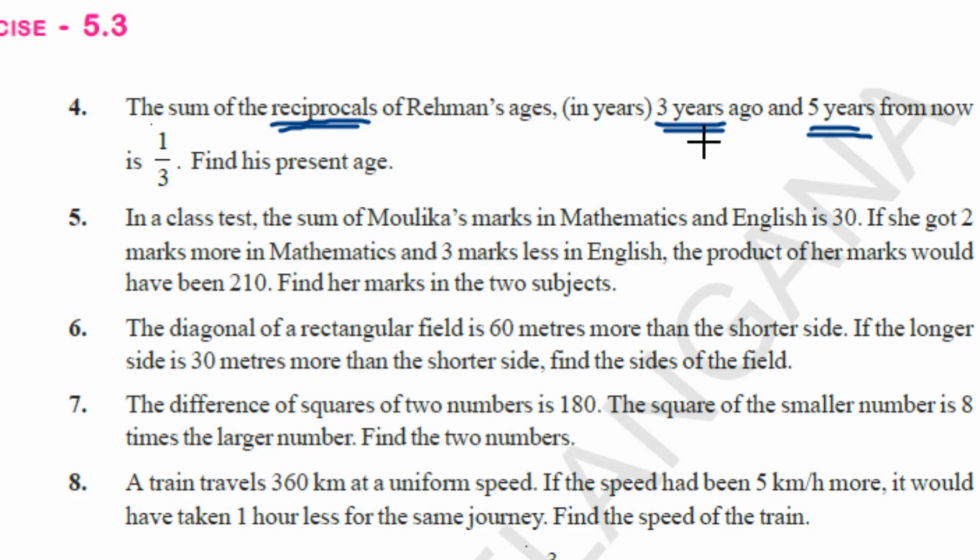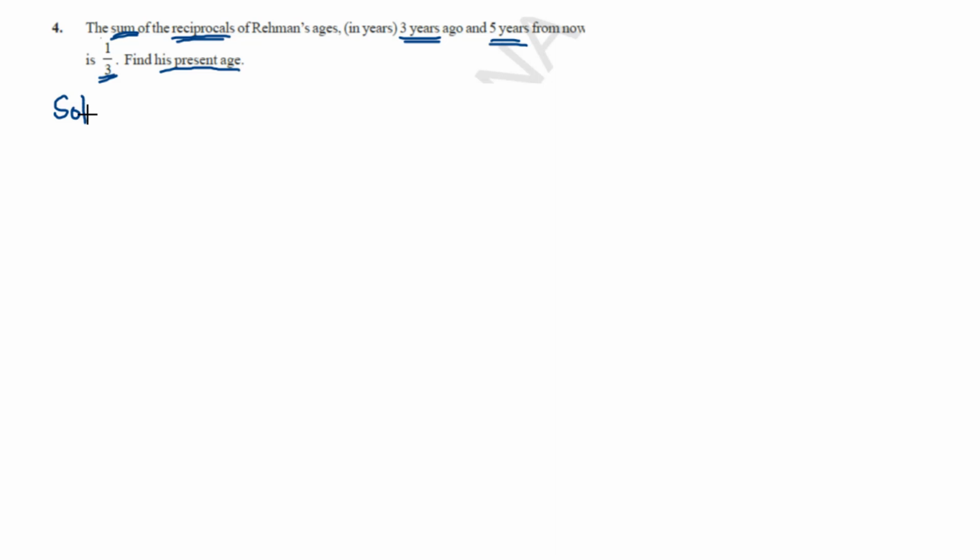Whatever the ages we are taking here, we have to take the reciprocals of these two ages, and then we have to add them. By adding them we get 1 by 3. So this is the given information. What we have to find here is his present age. So let us solve this problem. Let us see the solution of this problem.